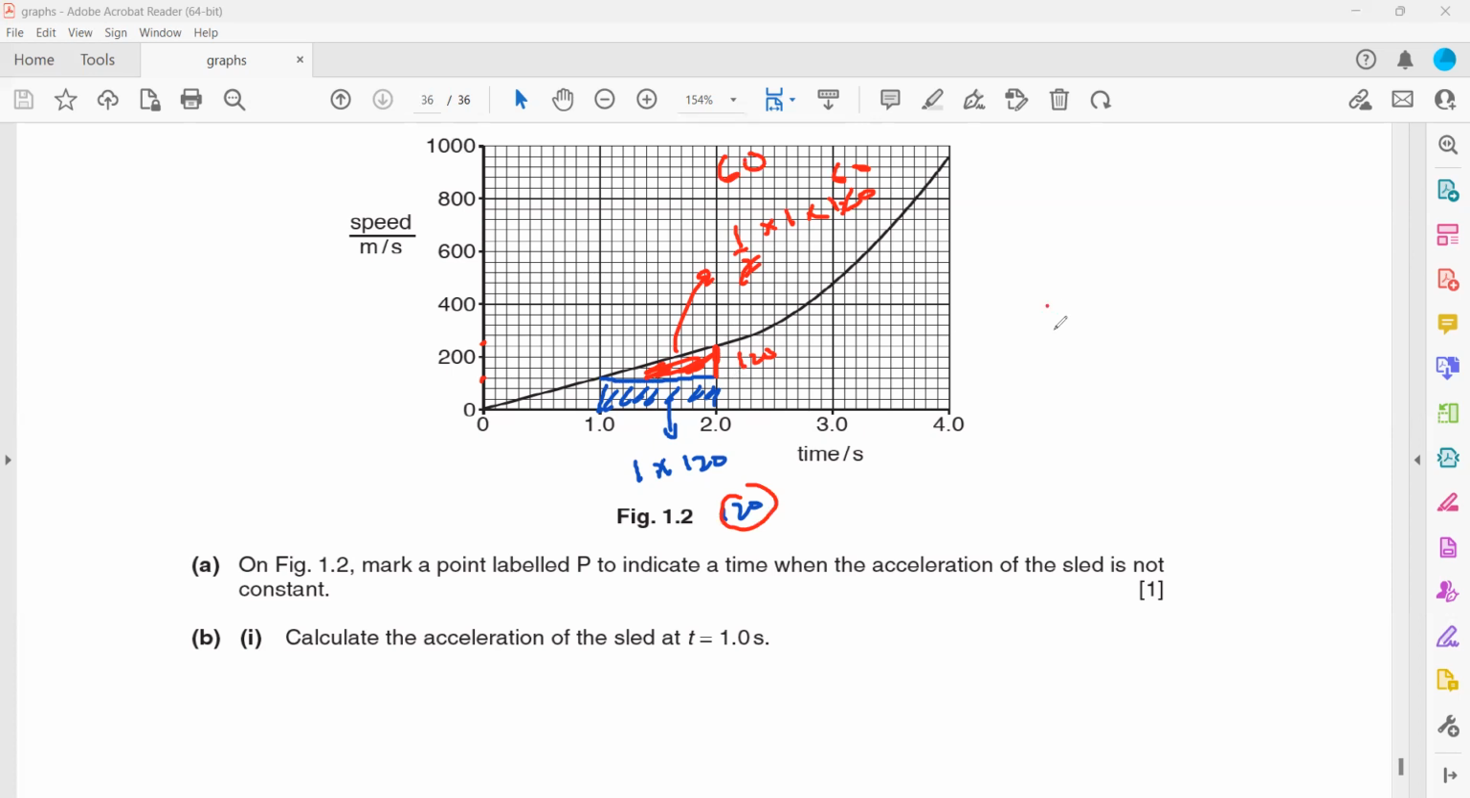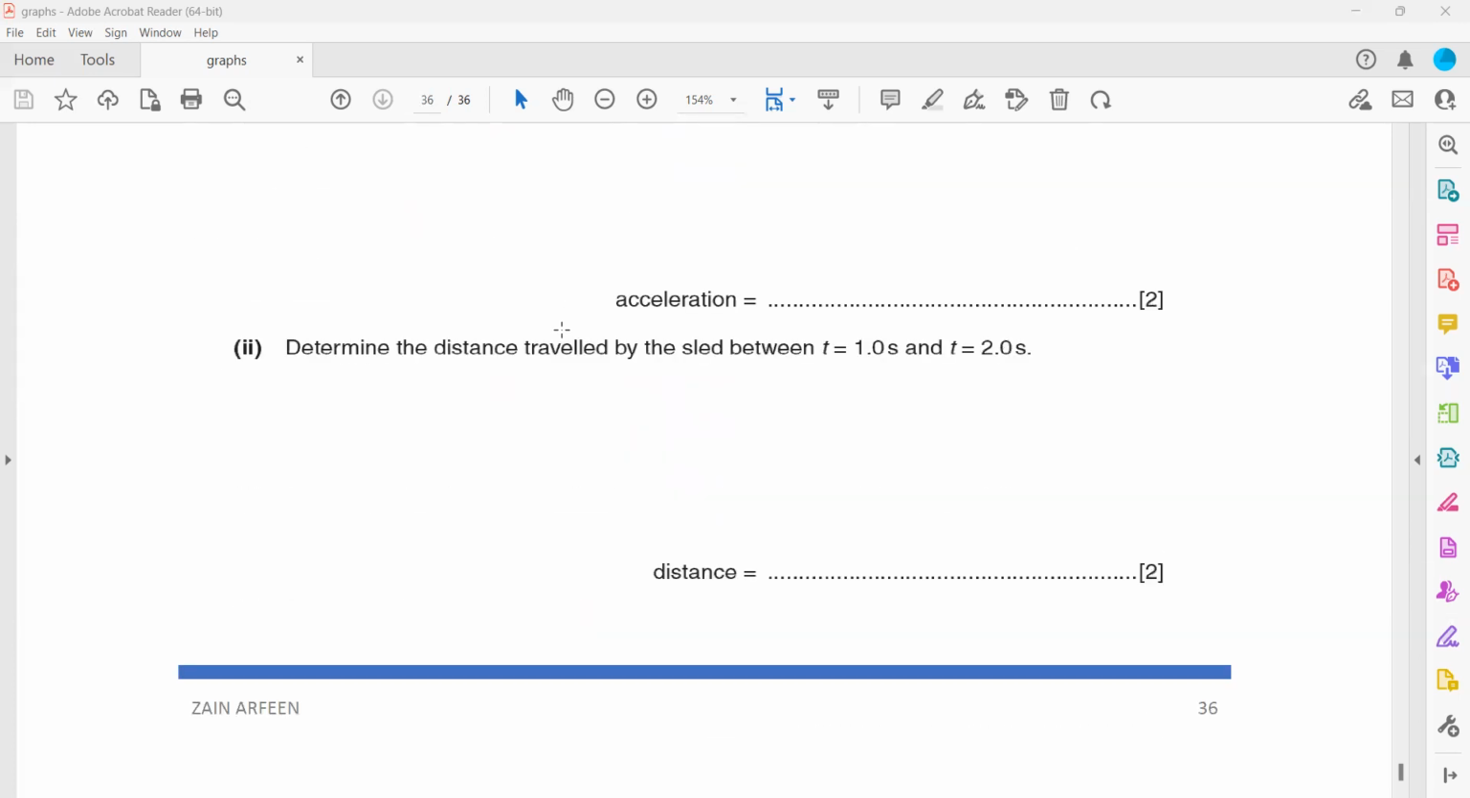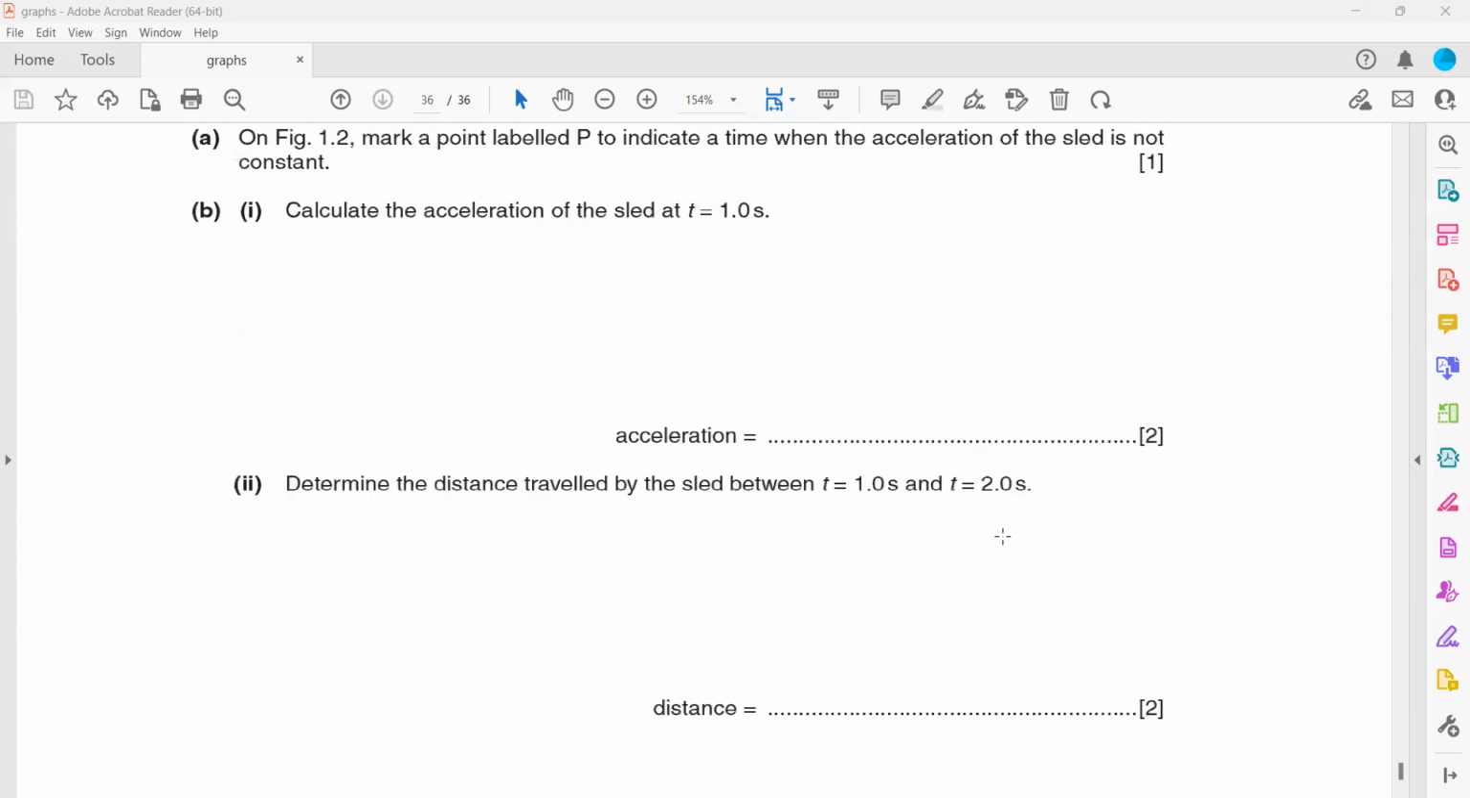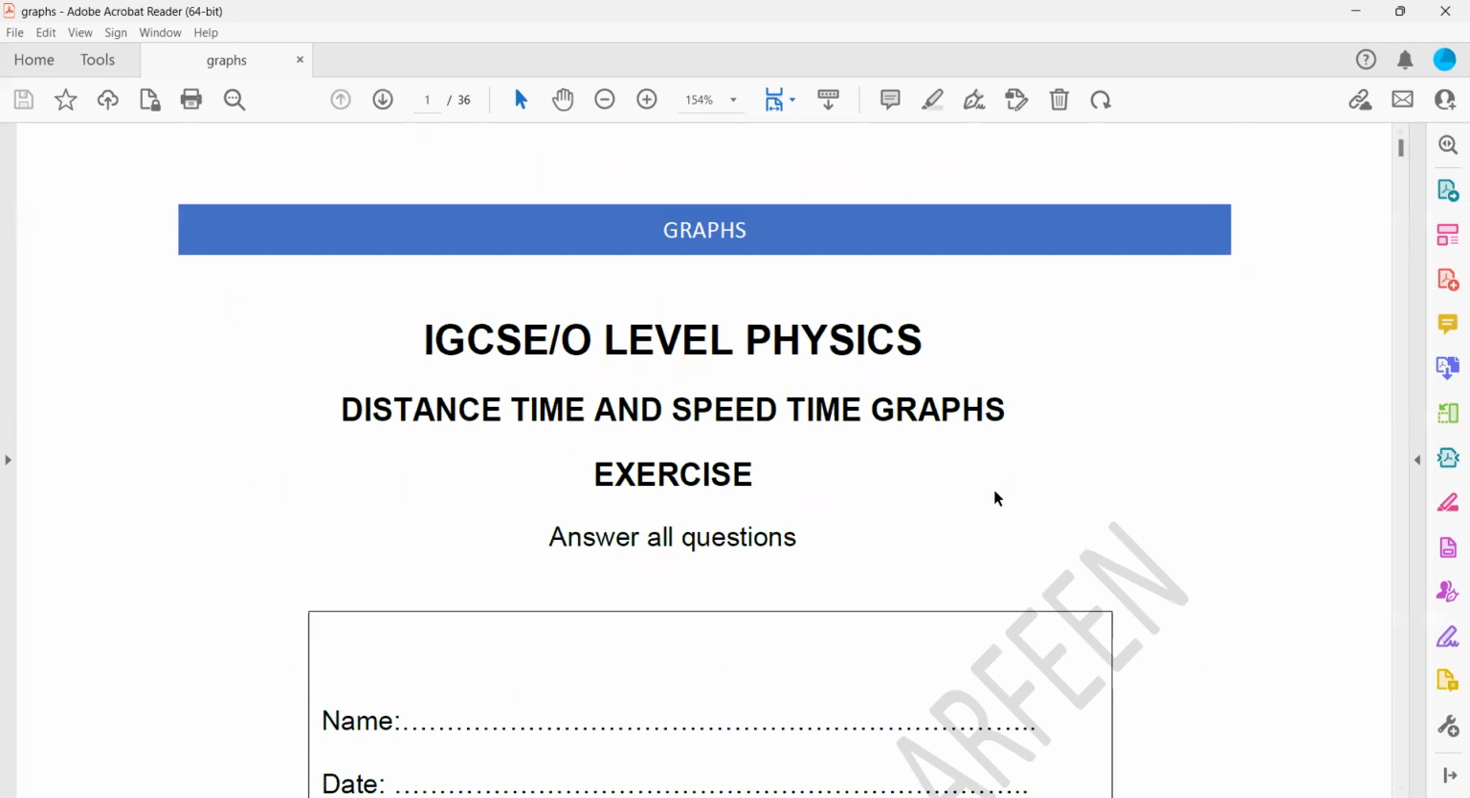So what is the total distance traveled? 120 plus 60 equals 180 meters. So 180 meters is the total distance traveled from 1 second to 2 seconds. So this was an exercise related to distance-time and speed-time graphs. Any question or doubt related to the session?